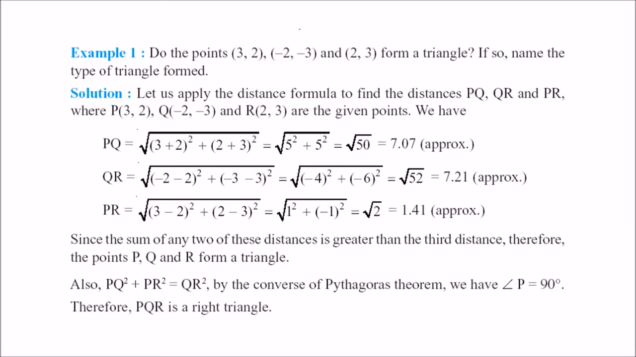Let us take an example now. These are 3 points. They form a triangle. You have to tell which type of triangle this is. So you take the points P, Q and R. Find out the distance PQ by the distance formula, and then QR, and PR, under root x2 minus x1 whole square plus y2 minus y1 whole square. So what you got? These are the distances and these are approximate.